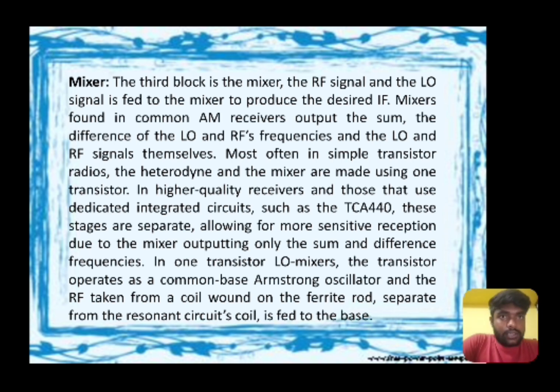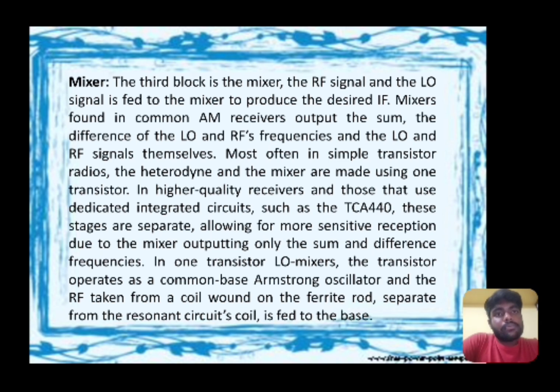Next, let us come to the next function, the mixer. The third block is the mixer. The RF signal and the local oscillator signal are fed into the mixer to produce the desired intermediate frequency. Mixers found in common AM receivers output the sum and the difference of the LO and RF frequencies, and the LO and RF signals themselves.